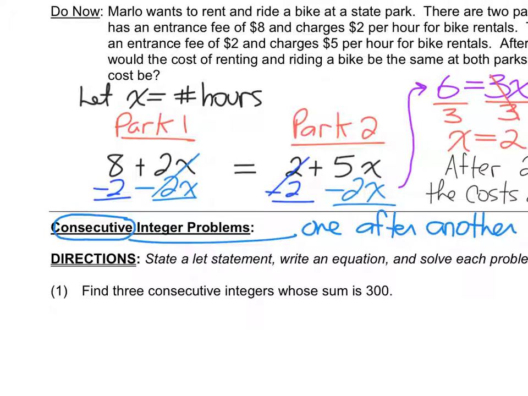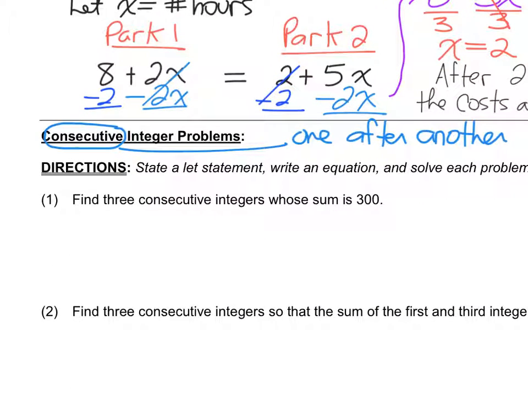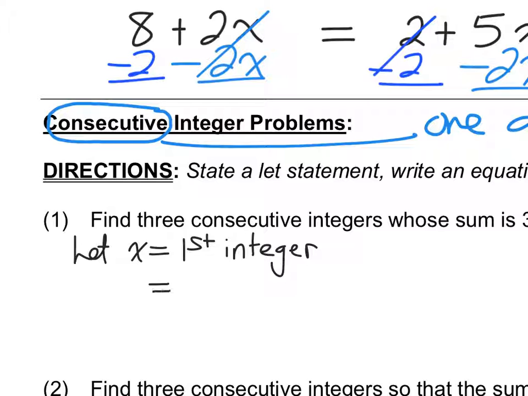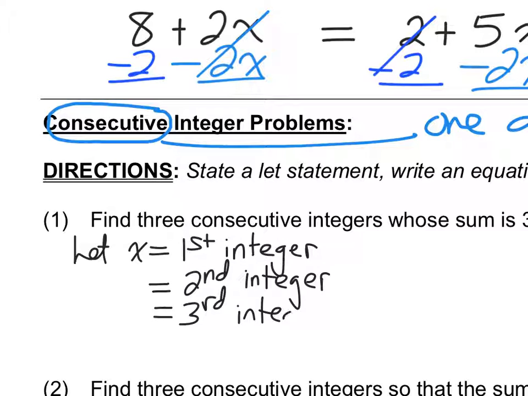So let's take a look at number one. Keep it as simple as we can, at least in the early going. Find 3 consecutive integers whose sum is 300. So I need a let statement. I'm going to let x equal my first integer. I need 3 consecutive integers, so I'm going to need a second integer and a third integer. But I need the expressions that go along with those. So what expression would represent my second integer? X plus 1. And my third integer? X plus 2.